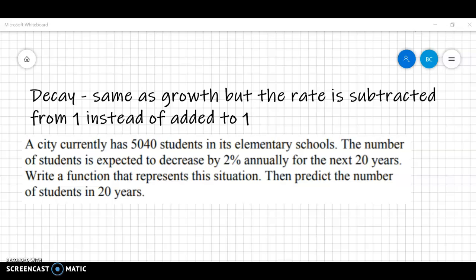Now we're just going to do one example of exponential decay because basically it's the same as growth, but the rate is subtracted from 1 instead of being added to 1. So in this situation, a city currently has 5,040 students in its elementary schools. So that's going to be my beginning value. So y equals 5,040. I'm multiplying it times 1, which is multiplying by itself, saying that's where I'm starting. But it's decreasing by 2%.